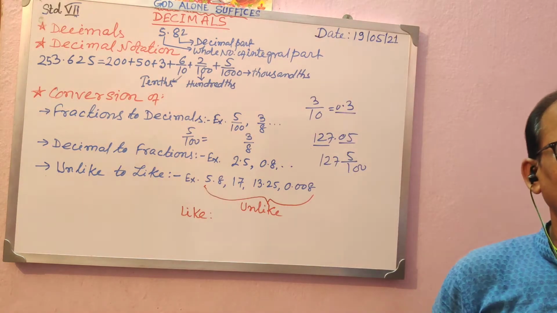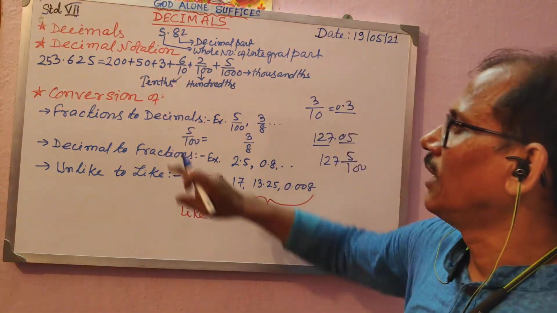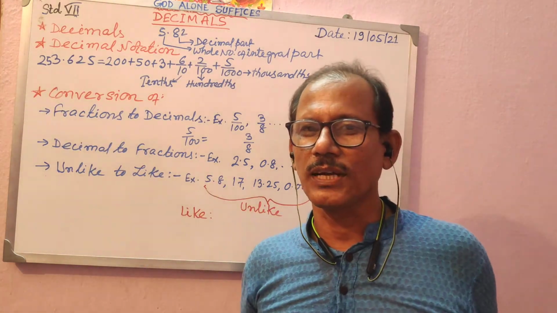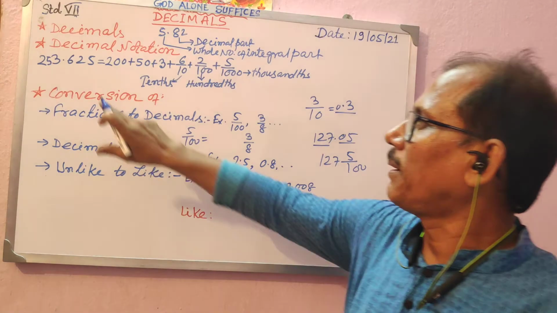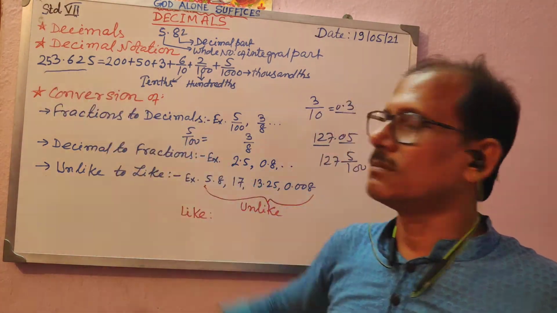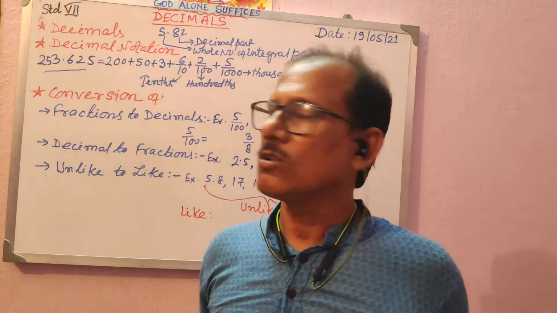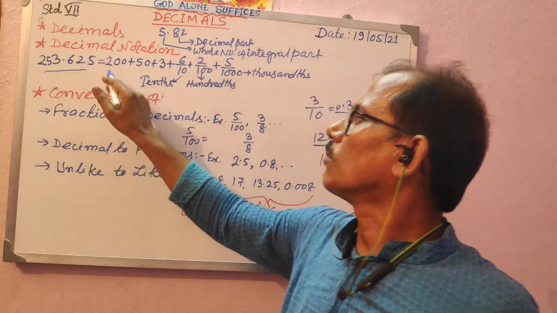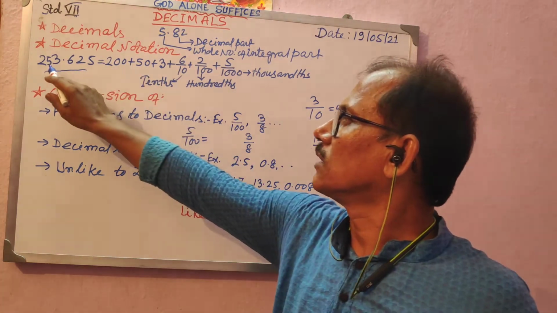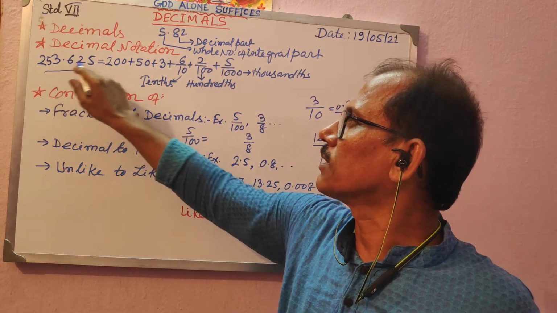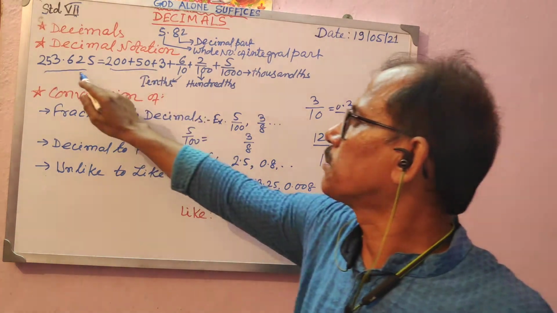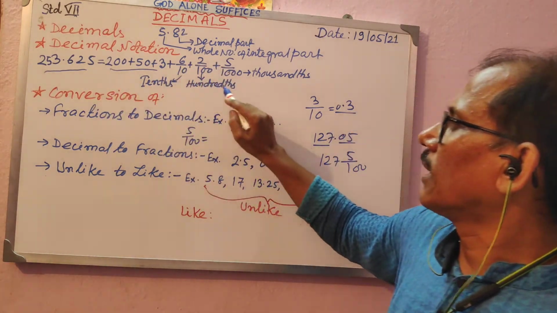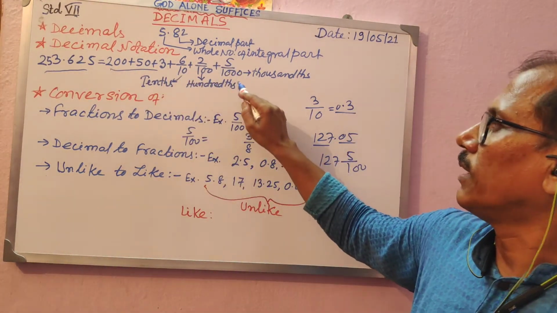What do you understand by decimal notation? Number notation: when you are expanding the number 253, how do you write it? 200 plus 50 plus 3, isn't it? But it's a decimal number because it has a whole number part and a decimal part also, isn't it? The decimal part is 0.625. How can you expand this? The 253 will be 200 plus 50 plus 3. But this part will be 6 by 10, the next digit 2 by 100, and the next digit 5 by 1000.